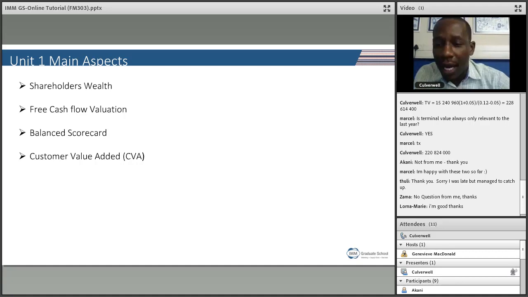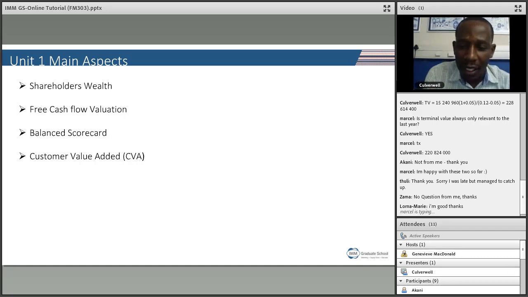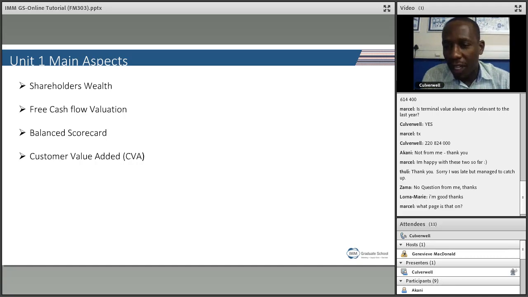The one that says RS in your learner guide. RS is equal to P1 subtract P0 plus D1, over P0, times 100. That is how to calculate the value of the shareholders return. So that's basically what we refer to.